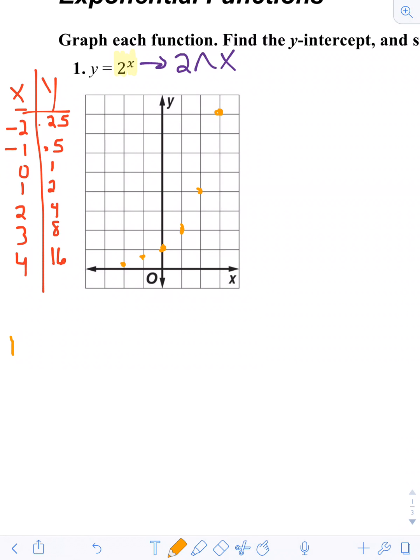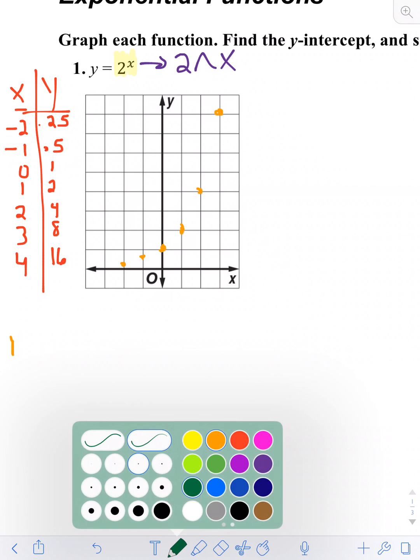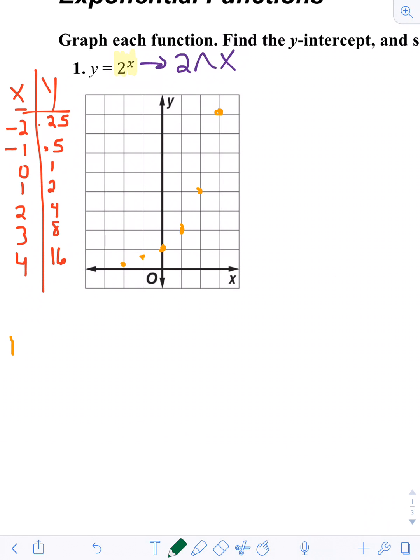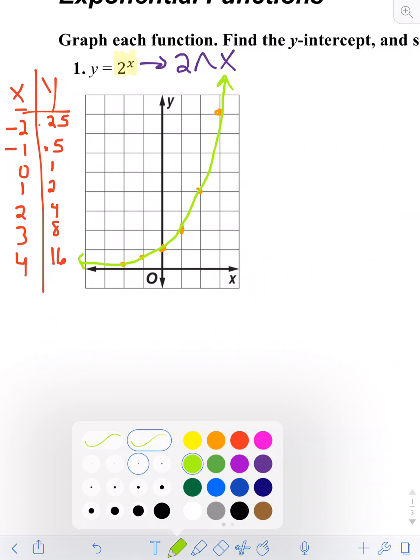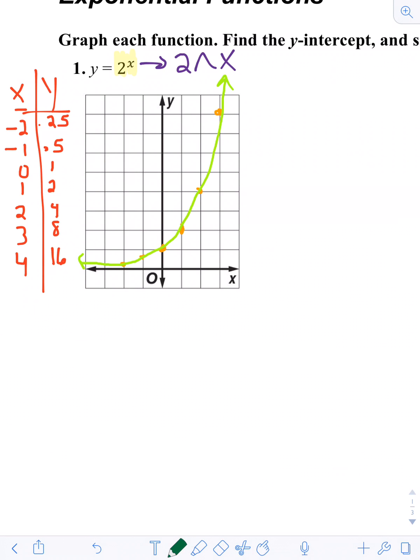Okay. So now I'm going to graph this line as best as I can. It never crosses your 0, so just make sure you don't cross the x-axis. Okay. And it looks something like that. So you can hit graph if you want to double check and make sure that you did everything right.